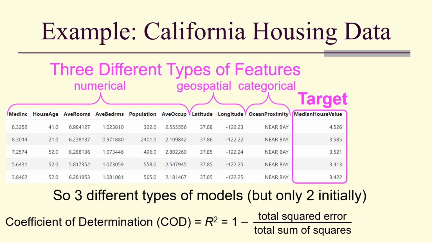And we're going to use the coefficient of determination, or the R squared, to see how good we're doing. Notice if the error was 0, the R squared would be 1. So the closer the R squared to 1, the better.